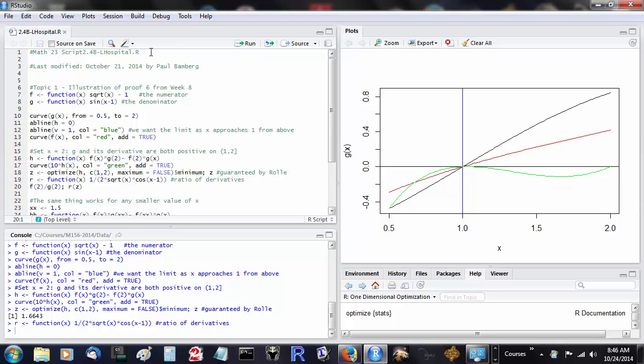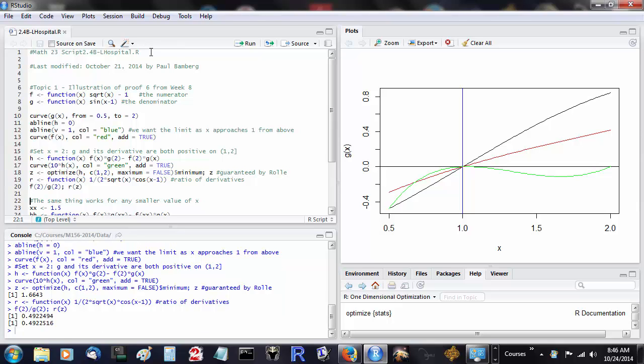On the one hand, I look at f of 2 over g of 2. And then on the other hand, I look at the ratio of the derivatives evaluated not at 2, but at the point z where Rolle's theorem finds the minimum, the place where the derivative is 0. And you can see the two things are equal. That's the secret of the proof.